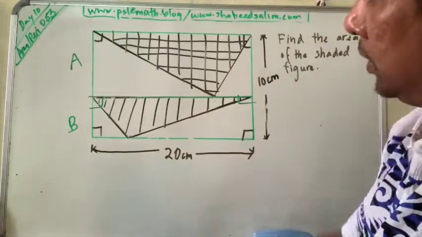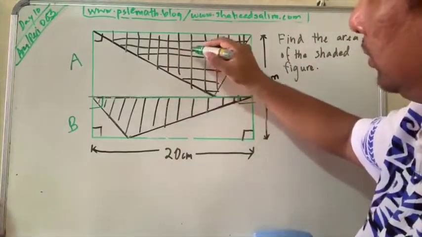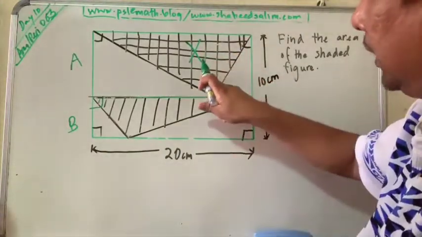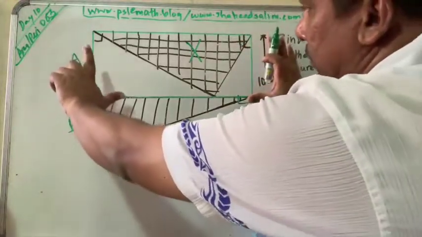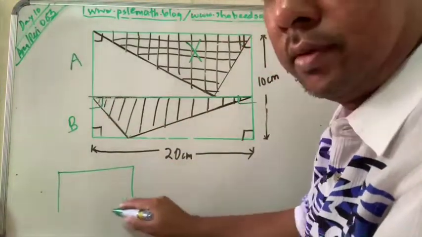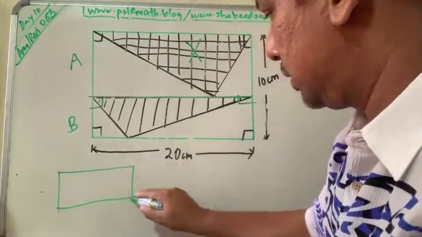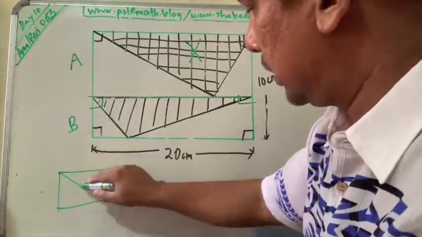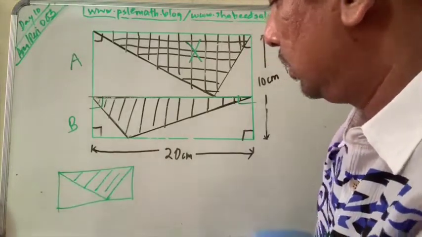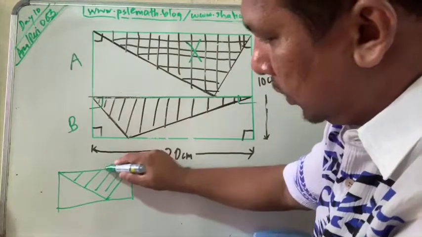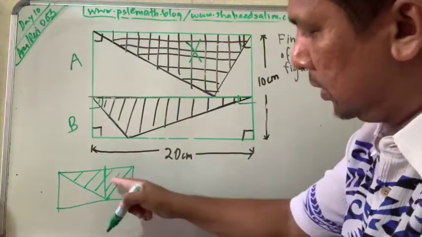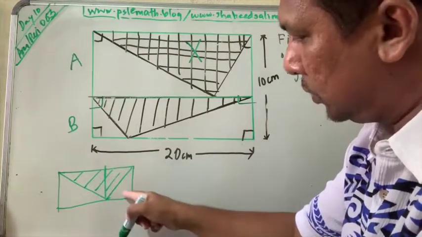Can you see that this triangle here, let's call it X, is within this rectangle? I hope you can see this. Just like this. Now, if I were to cut it into two, you can see that this part is equal to this.